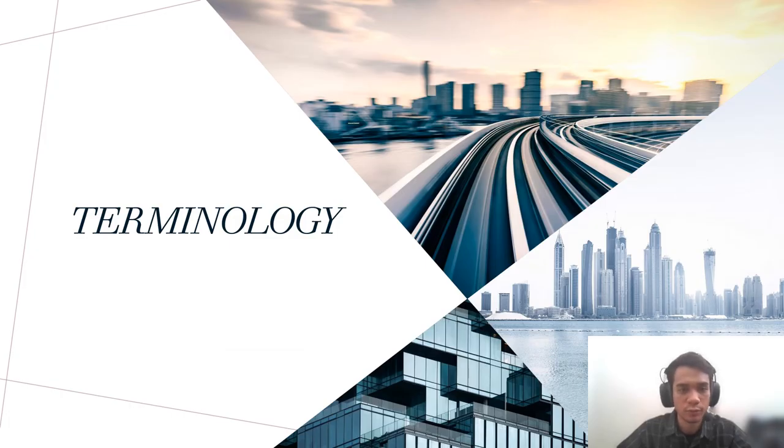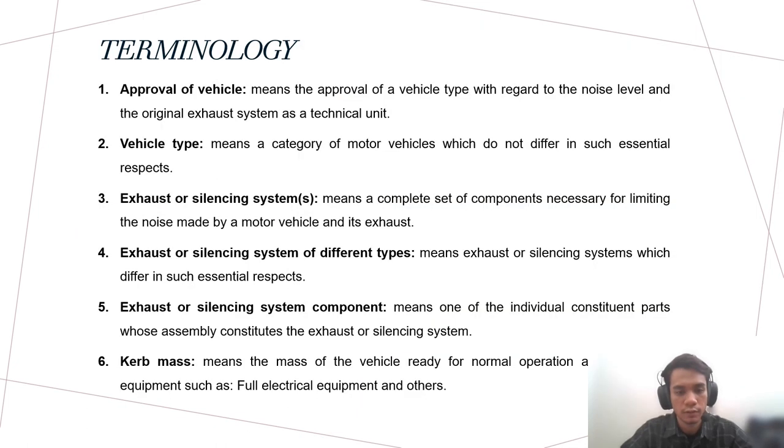Okay, so now we jump to the terminology of this regulation. So the terminology is the terms that are used in this regulation. So for the first one, approval of vehicle. It means the approval of a vehicle type with regard to the noise level and the original exhaust system as a technical unit. Number two, vehicle type means a category of motor vehicles which do not differ in such essential respects. Number three, exhaust or silencing systems.